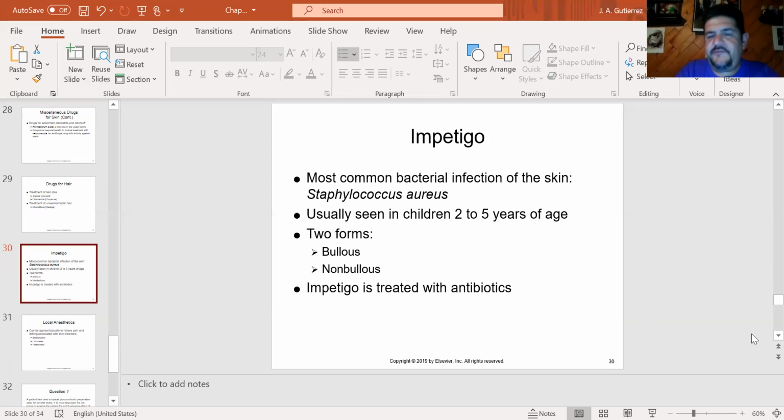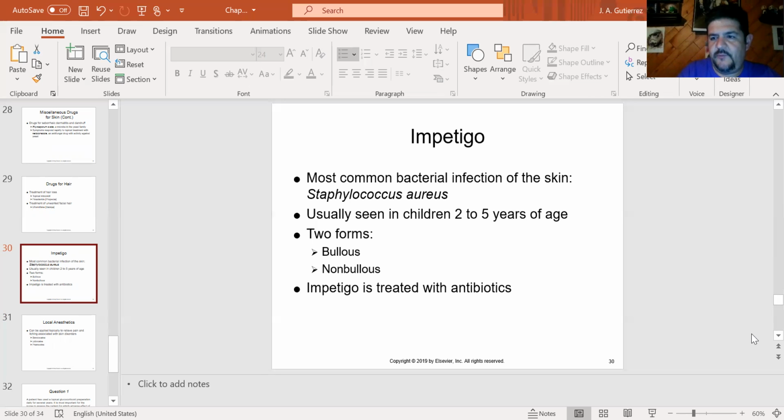Okay, skin infection, impetigo. This is an infection from Staphylococcus aureus, or staph aureus. It is very common in kids because they touch their face and move bacteria around. Staphylococcus aureus usually lives on the skin of the nose, the nostrils. So kids from 2 to 5 years of age will pick their nose and then touch their face and push that bacteria into those areas, and now they have a skin infection.